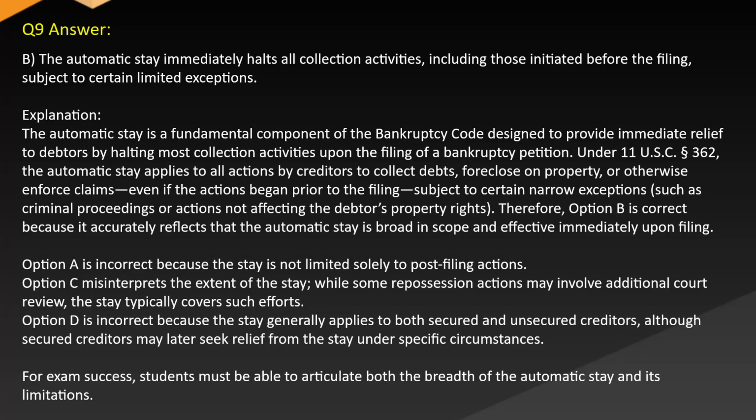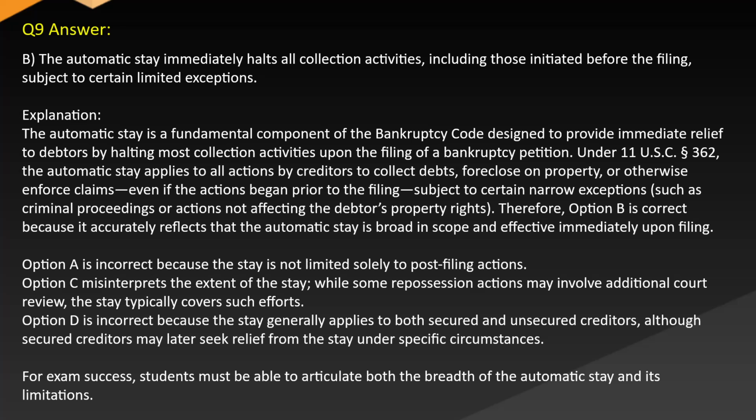Answer. B. The automatic stay immediately halts all collection activities, including those initiated before the filing, subject to certain limited exceptions. Explanation. The automatic stay is a fundamental component of the Bankruptcy Code designed to provide immediate relief to debtors by halting most collection activities upon the filing of a bankruptcy petition under 11 U.S.C. § 362. The automatic stay applies to all actions by creditors to collect debts, foreclose on property, or otherwise enforce claims, even if the actions began prior to the filing, subject to certain narrow exceptions, such as criminal proceedings or actions not affecting the debtor's property rights.